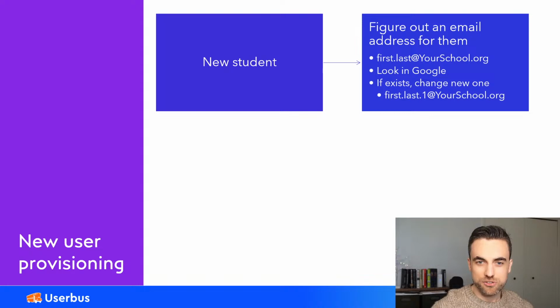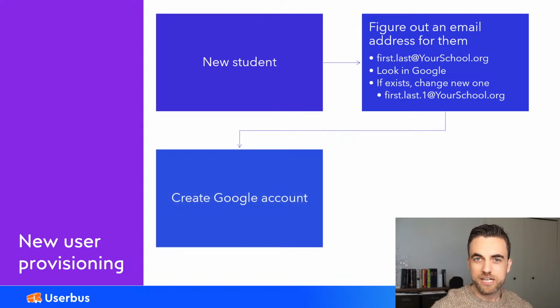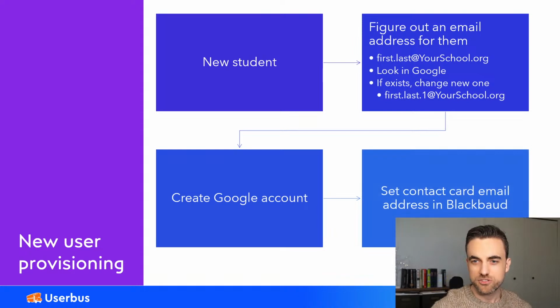And now we're going to do that, but maybe there's already a student who has that email address, so we have to choose a different one. Let's say that there's two Johnny Smiths. We're going to have maybe Johnny.Smith for our first one, and then next year somebody else comes. Now we've got Johnny.Smith.1, or however we choose to disambiguate those two students. Then we're going to create a Google account for them. And lastly, we'll set the contact card email in Blackbaud to whatever email we've chosen.